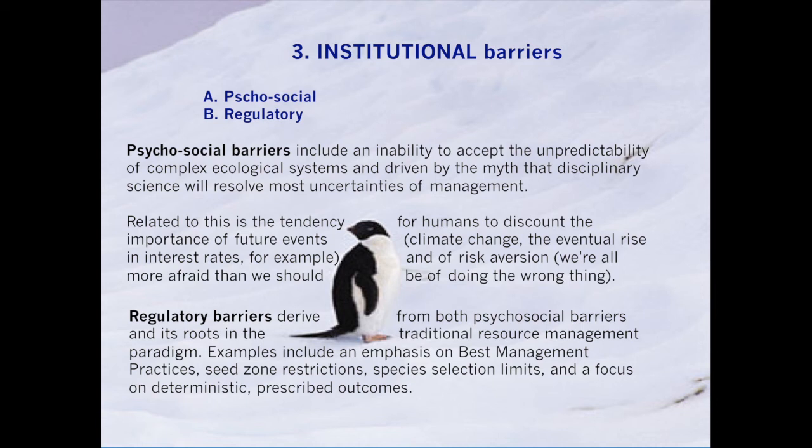All we can do is build in the capacity for change that matches outcomes that we think are reasonable and desirable. So related to this then is the tendency for humans to discount the importance of future events. We all do it. Climate change is an example, but the eventual rise in interest rates is another example. We're still spending as if interest rates aren't going to rise. I do it.